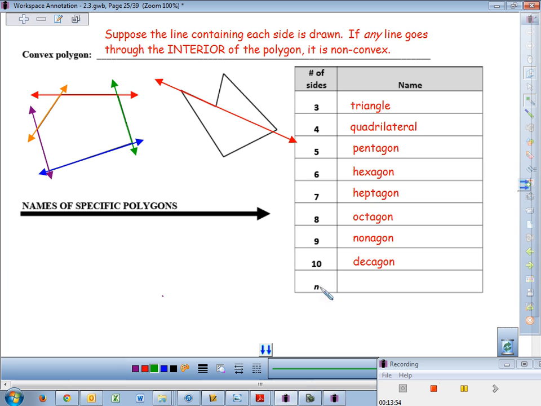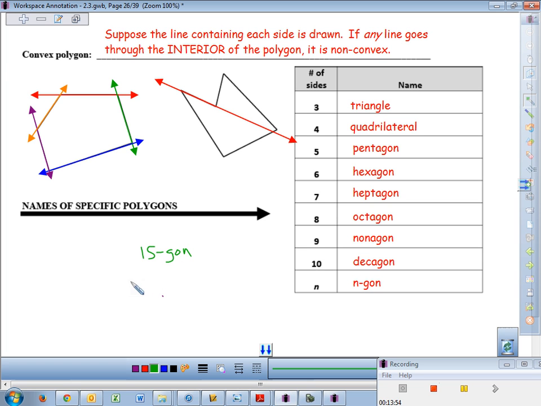Well, after 10, we're going to say n is whatever number of sides they have, right? So if it was a 15-sided gon, wouldn't that have 15 sides? We call it an n-gon. Whatever n is, you'd call it an n-gon. So what would you call a 15-sided polygon, my friends? You wouldn't call it an n-gon, you would call it a 15-gon, with a hyphen, gon, right?